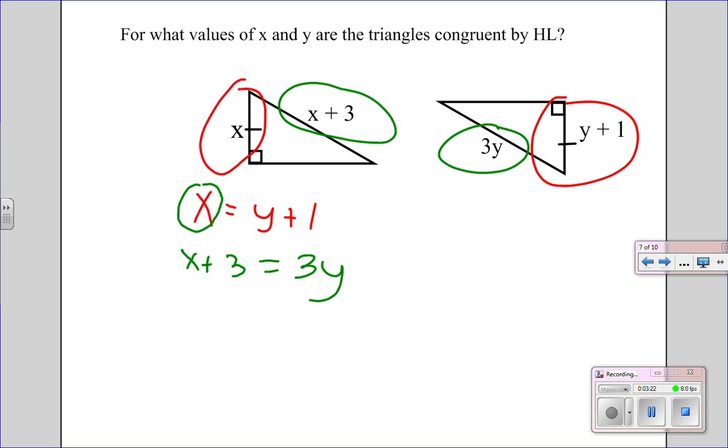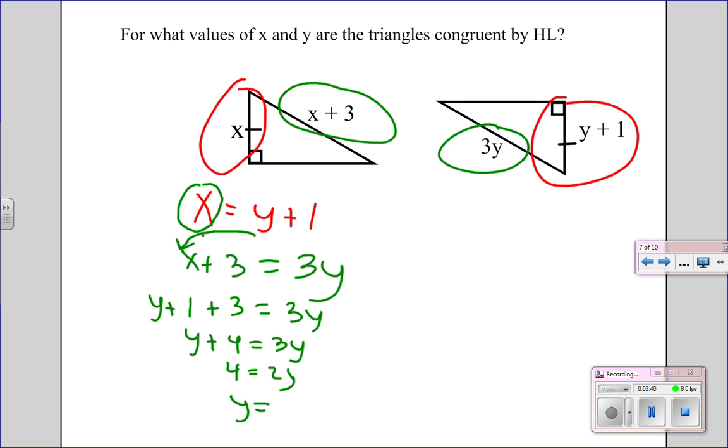Well, you have X equaling Y plus 1, so I can plug Y plus 1 in for X. So Y plus 1 is X, then plus 3 equals 3Y. Y plus 4 equals 3Y. Subtract the Y, 4 equals 2Y, so Y equals 2. Now we plug 2 in for Y, so X equals 2 plus 1, so X equals 3. So if X equals 3 and Y equals 2, then these two triangles will be congruent by HL.